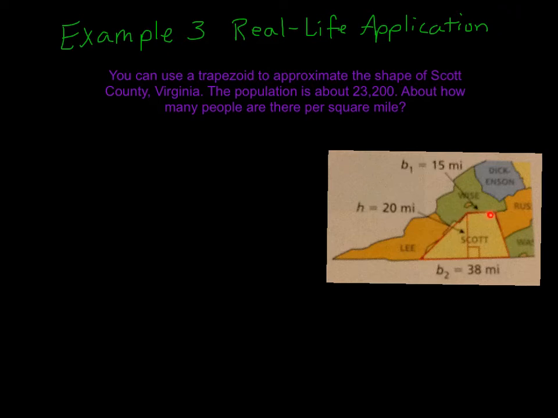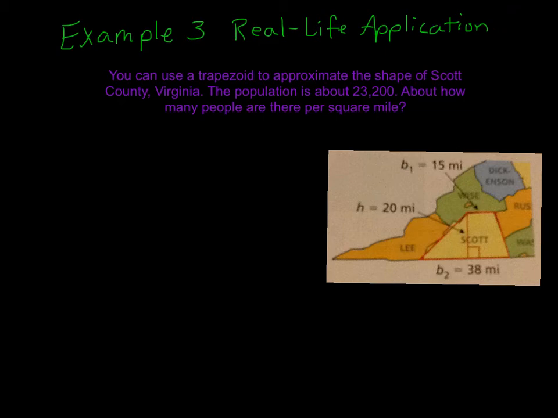This region actually looks like a trapezoid, so we can use that information. You can see there's a little bit of area that's a little bit out, but we're just approximating. That's what's important here. We want to know how many people there are in this area per square mile. That's what we're talking about with area. So the first thing we do is find the area for the trapezoid they're giving us.